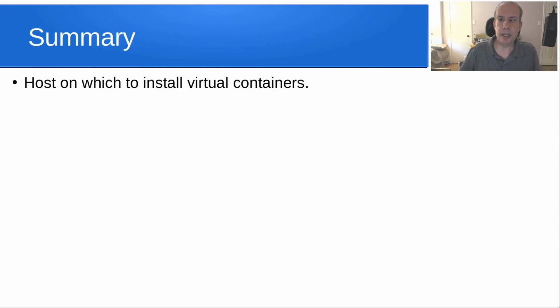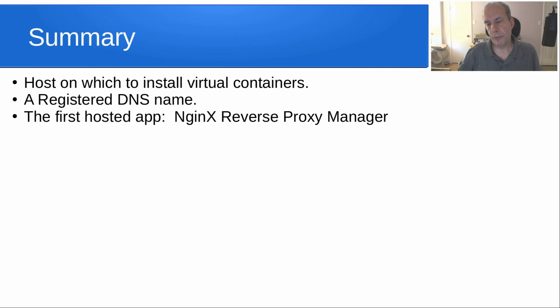So in summary, you need a host on which to install virtual containers. That's one of the things you're going to need. You need a piece of hardware to install that Proxmox, right? Secondly, a registered DNS name. Yep. Thirdly, the first hosted app. What's the first hosted app?